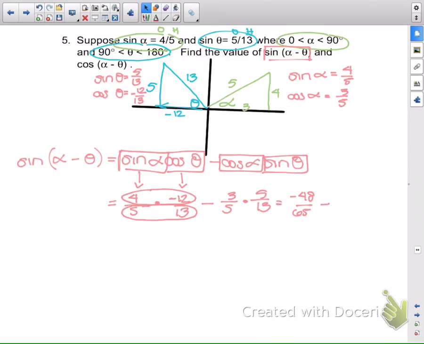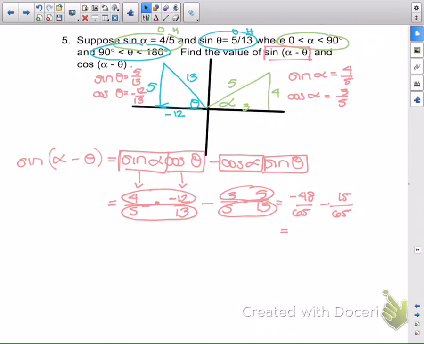Second fraction, 5 times 3 is going to give me 15. 5 times 13 is going to give me 65. Notice I didn't cancel my 5s there. Why not? Because then I'd have to find a common denominator later, and I don't really want to do that. By not canceling my 5s right here, I've left it as both over 65, and I can already subtract it.